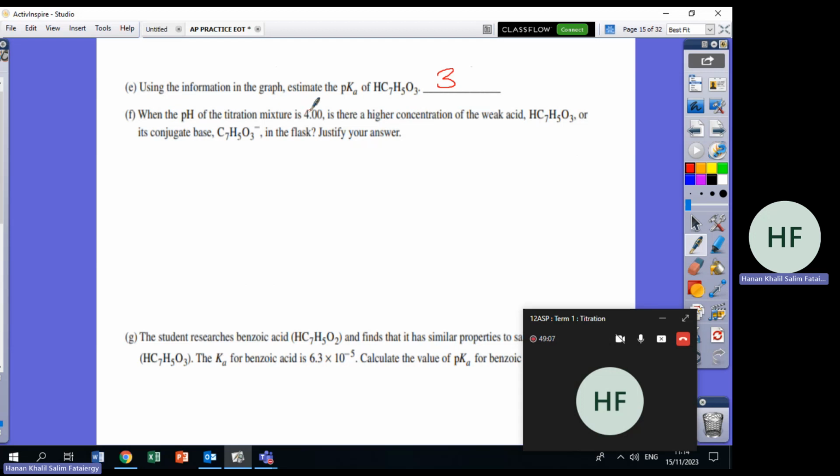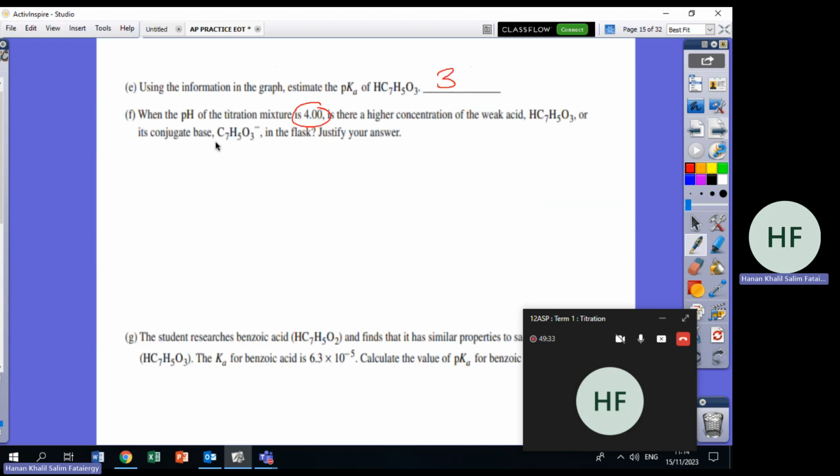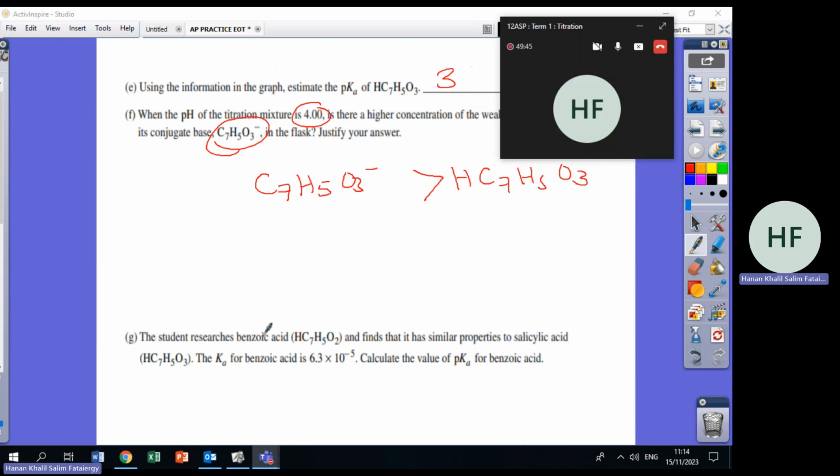When the pH of the mixture is about 4, is there a higher concentration of weak acid or conjugate base? Let's see. Okay, a pH of 4 is here. So I am after the half equivalence. We said that in this region the base is greater than the acid, and in this region the acid is greater than the base. When we start, it is acid. So in this region, the conjugate base is greater than the acid, which is HC7H5O3.